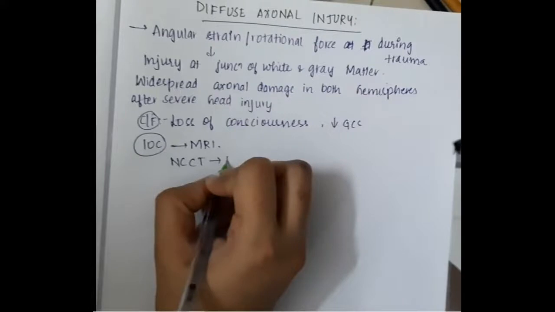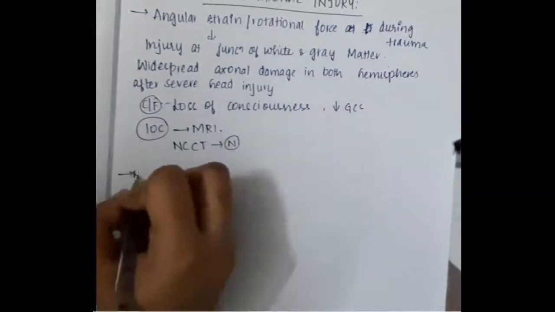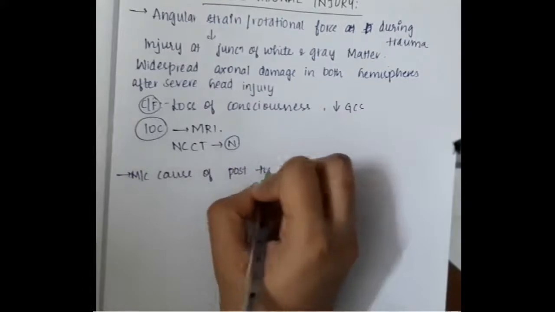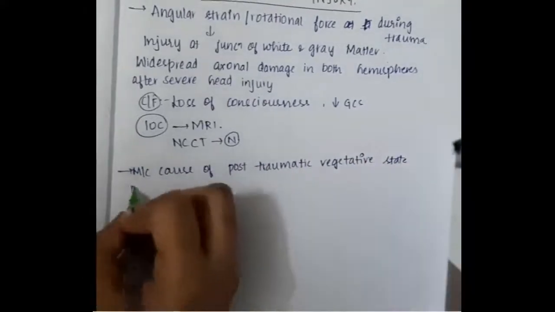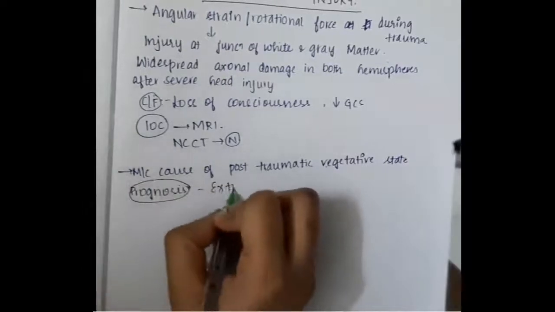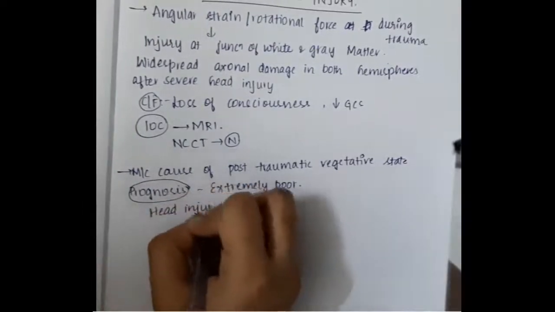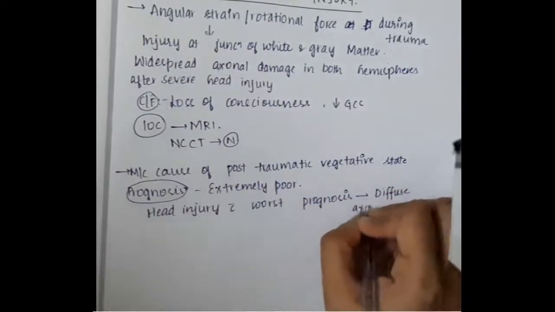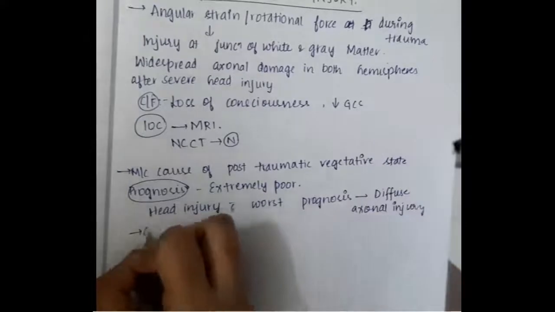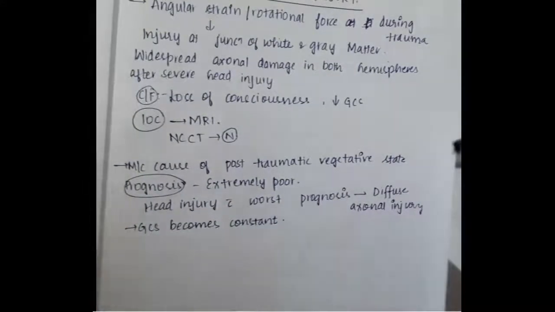Investigation of choice is MRI, whereas a non-contrast CT scan will be completely normal. Diffuse axonal injury is the most common cause of post-traumatic vegetative state. The prognosis is extremely poor. Head injury with the worst prognosis includes diffuse axonal injury. GCS becomes constant here.